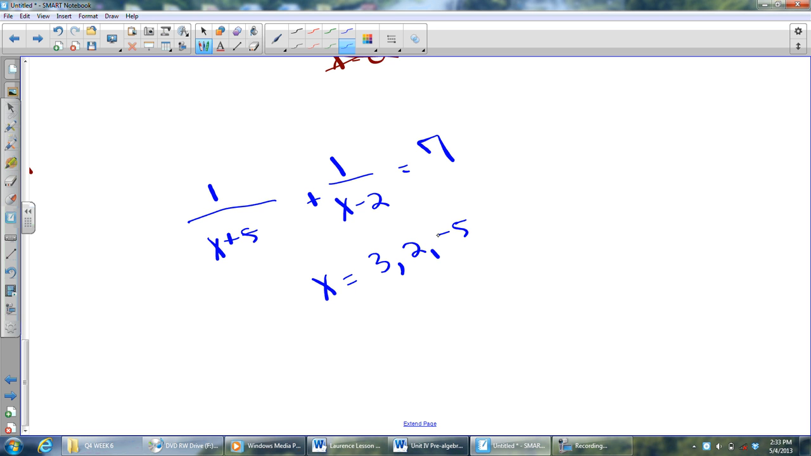Okay? Now we're just pretending. And you notice the restriction here is that x cannot be negative 5. I would throw that away. This one says that x cannot be 2. I would throw that away. And my only solution would be that. Again, these are not the solutions to this problem. I was just showing you a more concrete example.